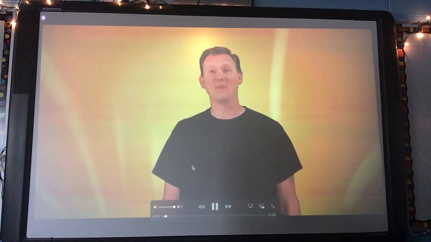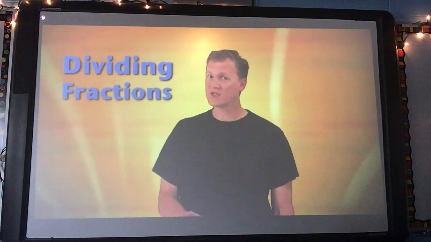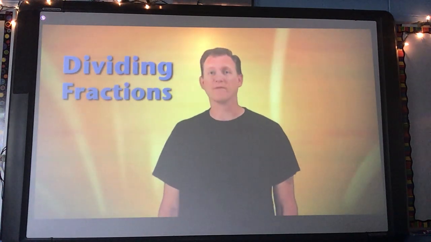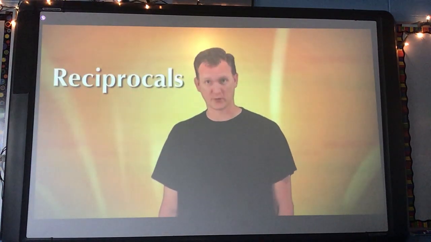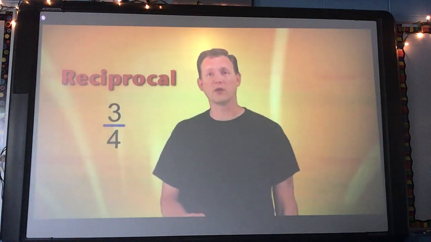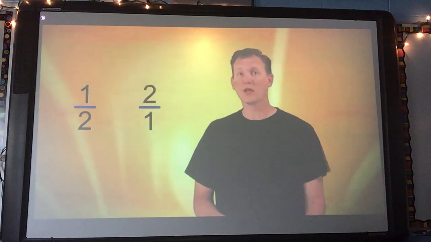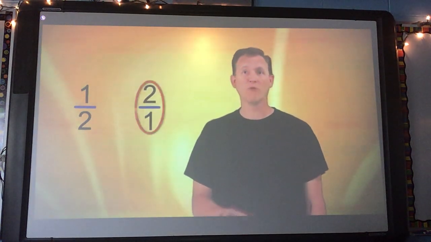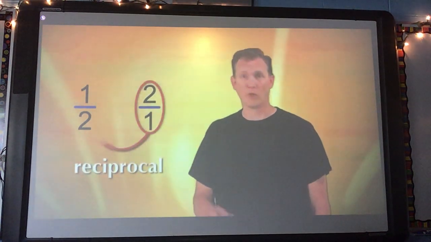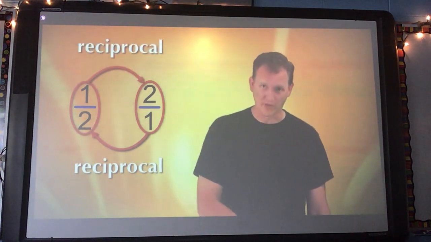Hi, and welcome to Math Antics. This video is all about dividing fractions. But in order to understand how dividing fractions works, we first need to learn about something called reciprocals. A reciprocal is just a fancy math term for what you get when you switch the top and bottom numbers of a fraction. For example, if you have the fraction 1 over 2 and then switch the top and bottom numbers, you'll end up with 2 over 1. 2 over 1 is the reciprocal of 1 over 2. And 1 over 2 is the reciprocal of 2 over 1.